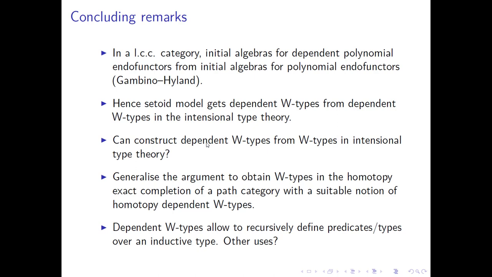One question, given this result by Gambino and Hyland, that you may ask is whether you can construct the dependent W types from the W types in the type theory. So we know that we can do that in extensional type theory, but I don't know about the intensional one. I know that Christian Sattler has done some work in this direction. Perhaps he proved that. It was for homotopy W types. Okay. But crucially, also without universes, because, like you said, with universes you can do it by your usual strategies. Yeah, right.